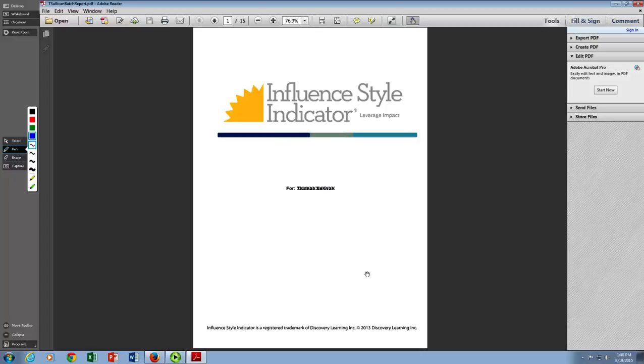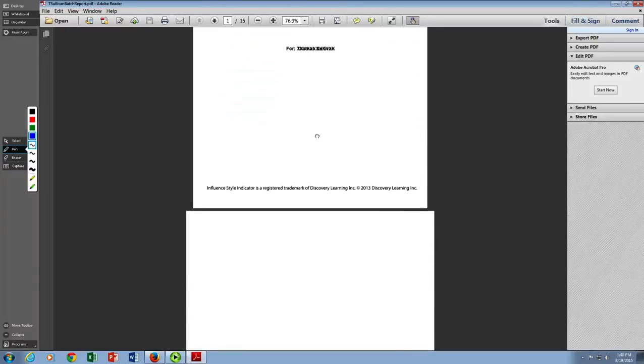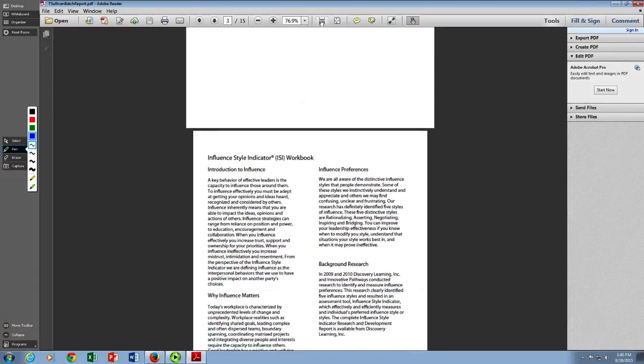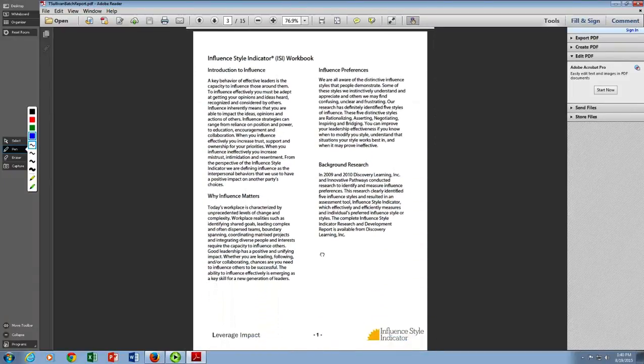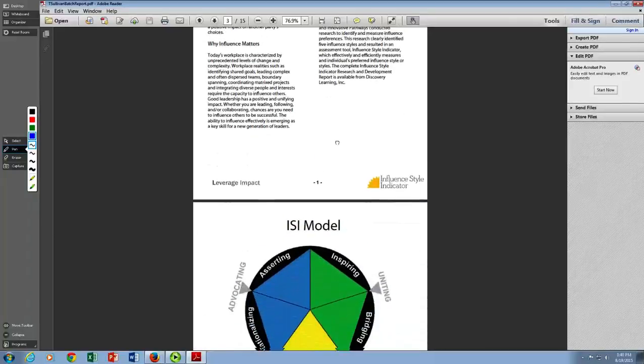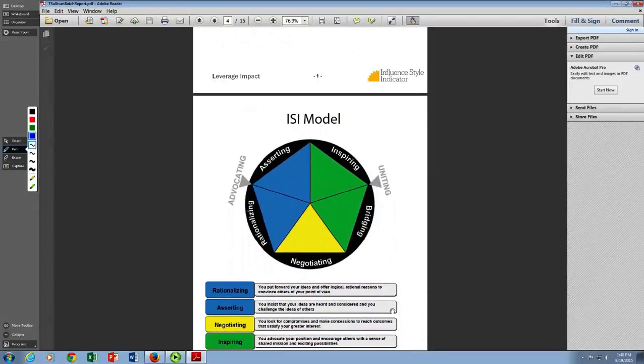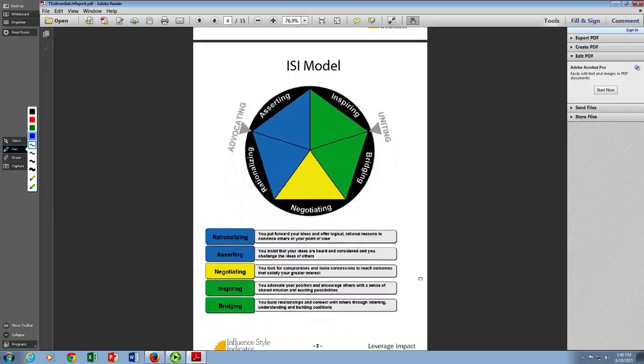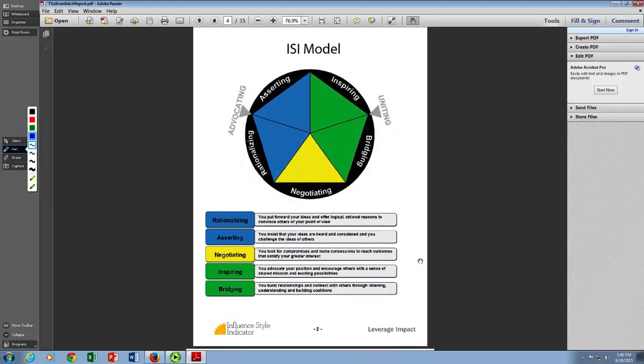The first page looks just like this. It'll have your name here, and it'll serve as a cover page. The next page is blank. Page 3 is the influence style indicator workbook. It just describes where the instrument comes from and what the history is. Discovery Learning Inc. is the vendor for this particular instrument. And of course the ISLI model, which we have discussed in Module 2.